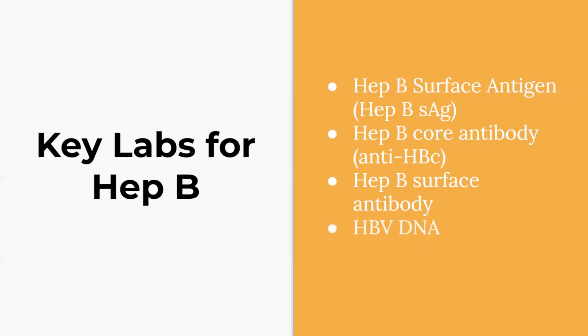HBV DNA: I put this later in the list because it's not one of the first tests that you're going to order, but it comes into the algorithm. What that is looking at is the actual number of virus particles that you have. It's going to be reported in tens, hundreds, thousands, millions. And that's really important for management.